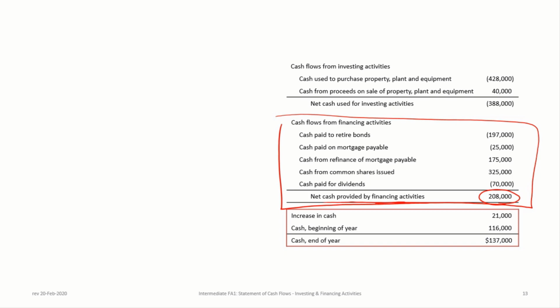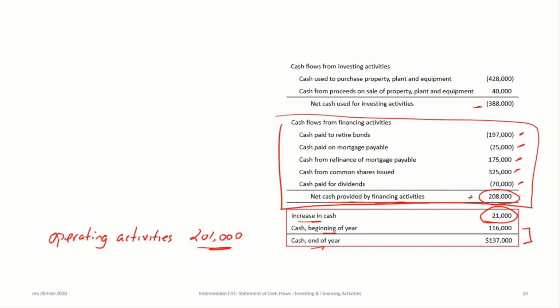It had positive cash flow from financing activities, and that's comprised of refinancing a mortgage, issuing some shares, and then perhaps using that money to retire bonds, pay down some of the principal in the mortgage, and pay dividends. And then when we look at putting this all together, if we look at the operating activities, the cash generated was $201,000 minus $388,000 from investing activities plus $208,000 in financing activities is a change in cash, or an increase in cash of $21,000.